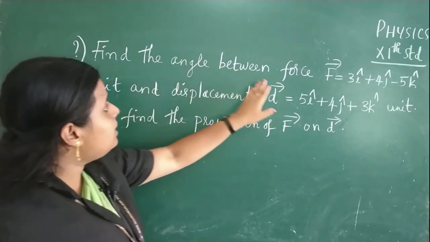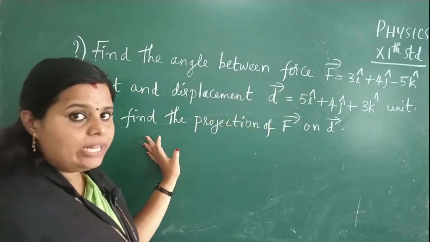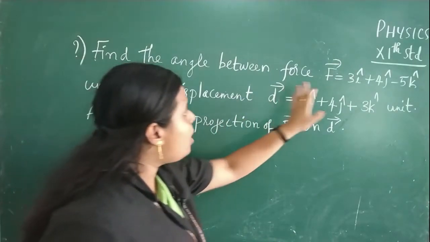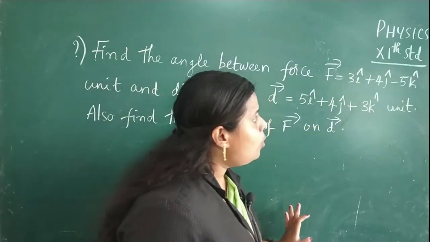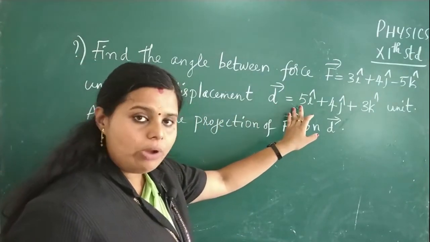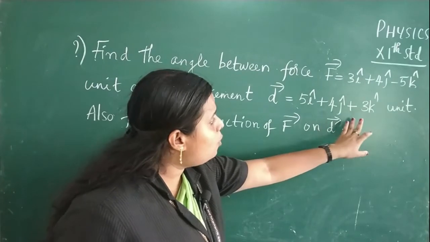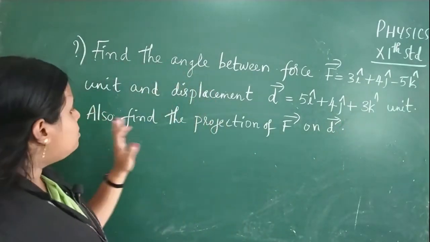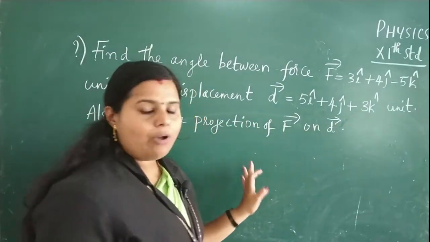So find the angle between the force F. We know that force is a vector, so F is equal to 3i plus 4j minus 5k unit, and the displacement d, that is also a vector which is equal to 5i plus 4j plus 3k unit. Also find the projection of F on d.